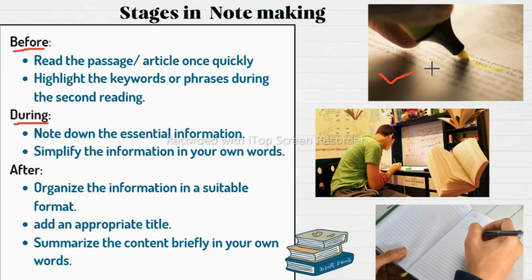We should not copy whatever is there. We have to write in our own words. Then after that, organize the information in a suitable format. We have to organize it sequentially, then add an appropriate title to it, then summarize the content briefly in your own words. Now this note making is about shifting one's mindset from passive collection to active creation. Here we have passively collected some information from a speaker or lecture, then we have to actively create that in our own language after understanding it instead of just recording the content. And the goal is to assimilate the information for long-time access so that you can refer to it afterwards.